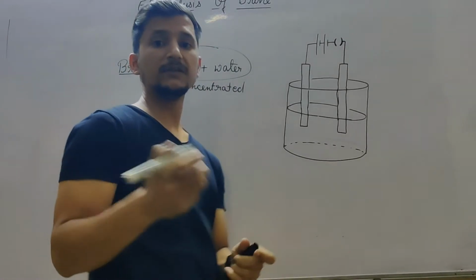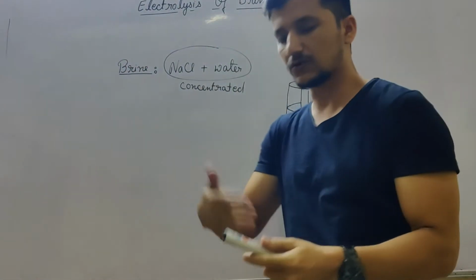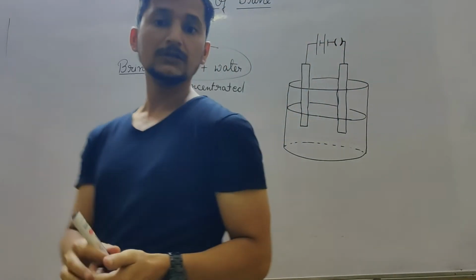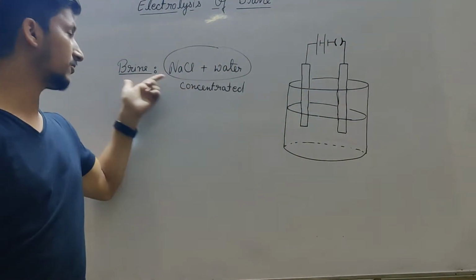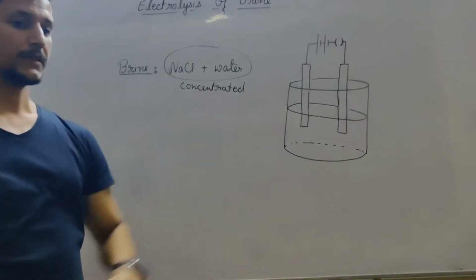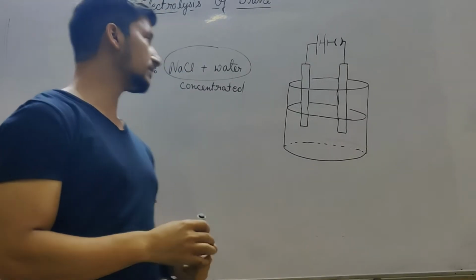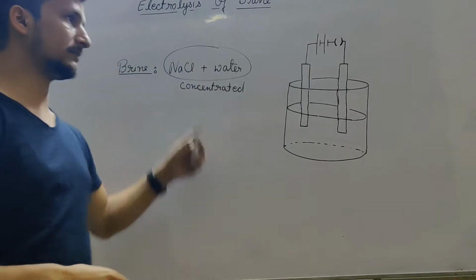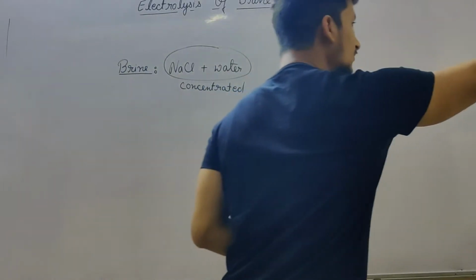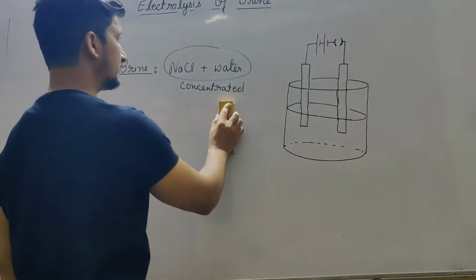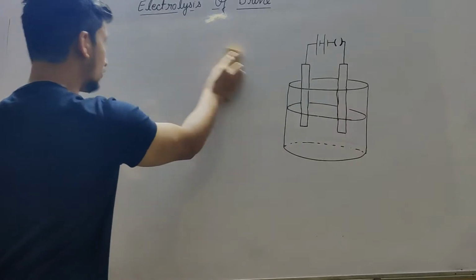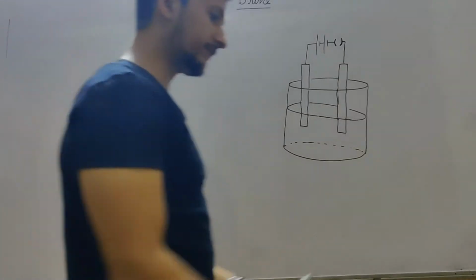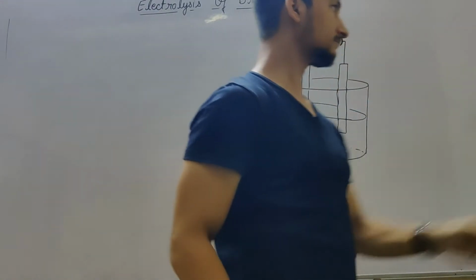The salt that we use in our homes, dissolve as much salt as you can in a glass of water. That concentrated solution that you will get is called brine. So we want to do electrolysis of brine. How is electrolysis of brine done? What are the products formed? Today we are going to study about that.